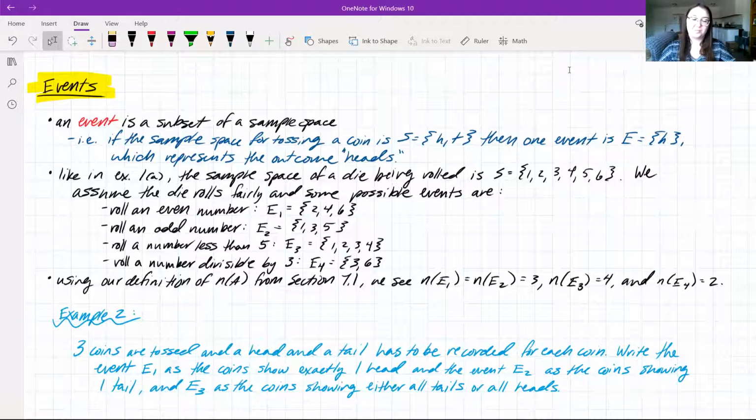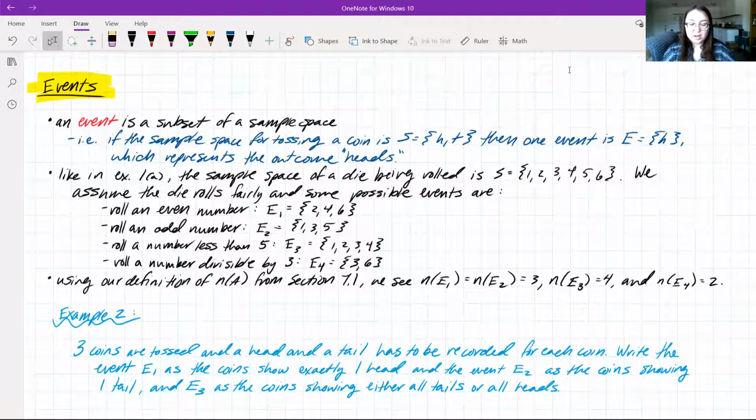So if the sample space for tossing a coin is S is equal to the set of H and T, then one event, E in this case, is going to be the set of heads, or just the set of H. This represents the outcome of heads. So this event is saying that, okay, well, this event, you tossed heads, something along those lines. But we see it as just a subset.